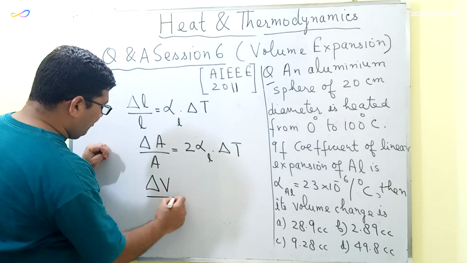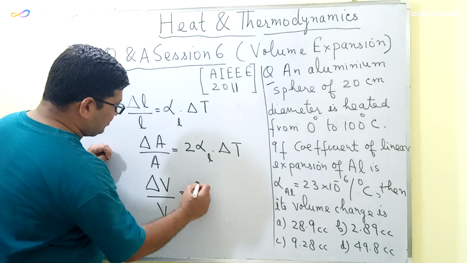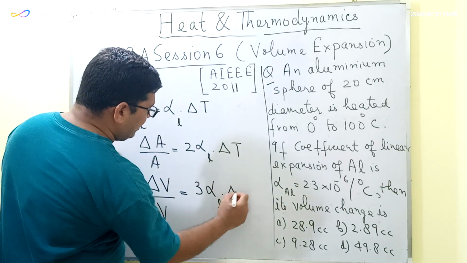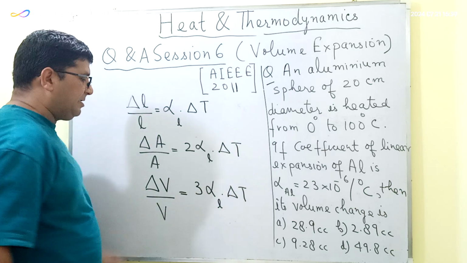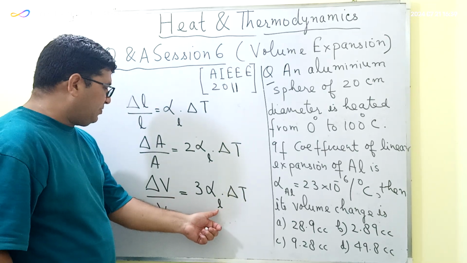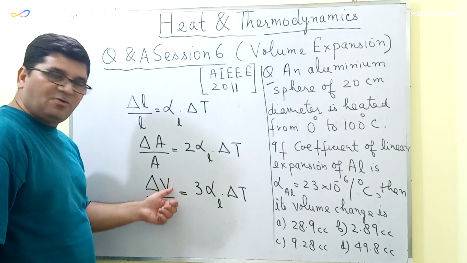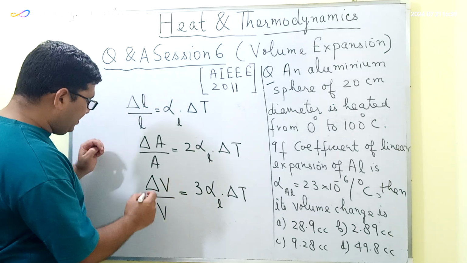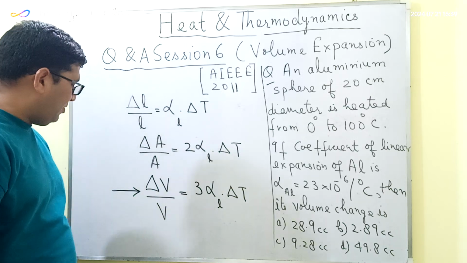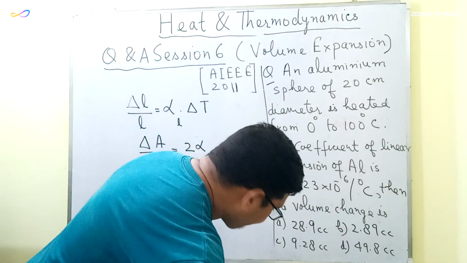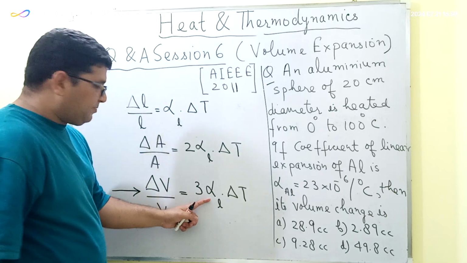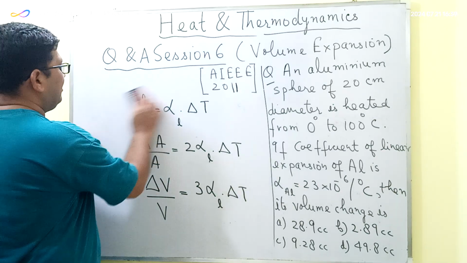Similarly, delta V upon V is equal to 3 times alpha L multiplied by delta T, where delta T is the change in the temperature, alpha L is the coefficient of linear expansion, delta V is the change in the volume, and V is the original volume. So here in this question, we will be using this formula, that is delta V upon V is equal to 3 times the coefficient of linear expansion multiplied by delta T.